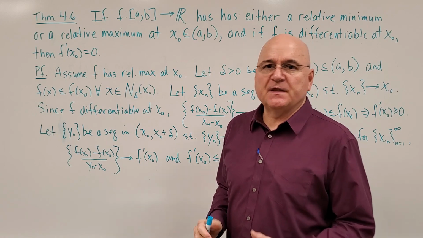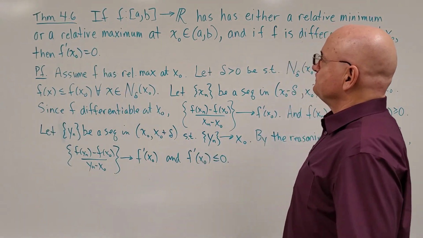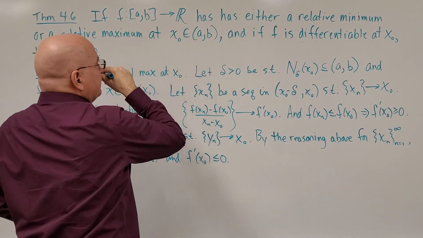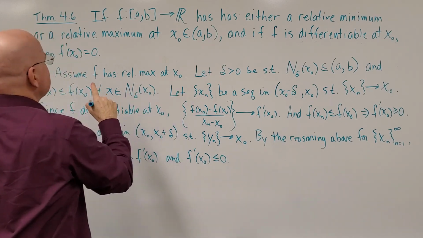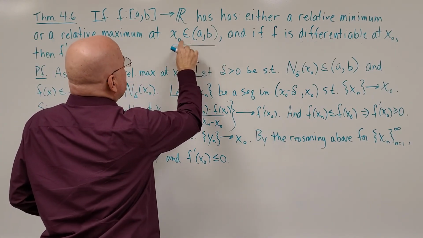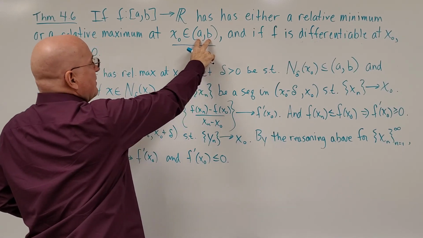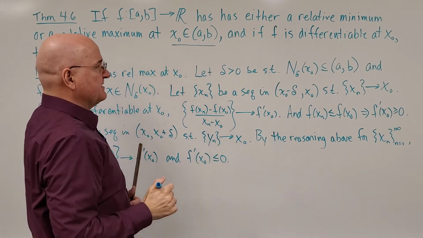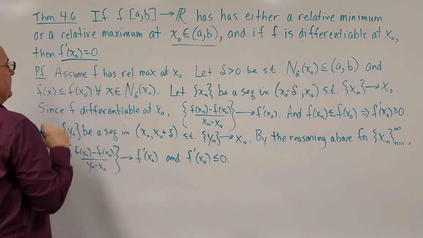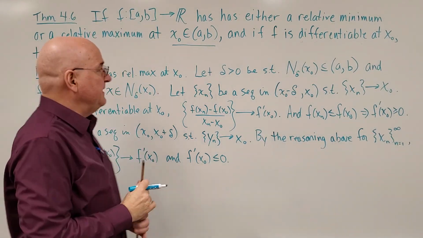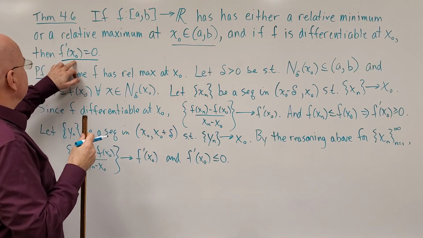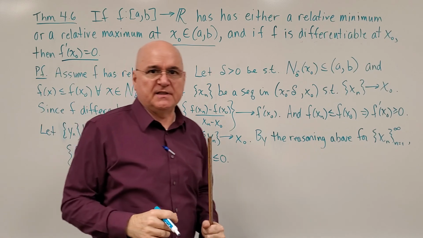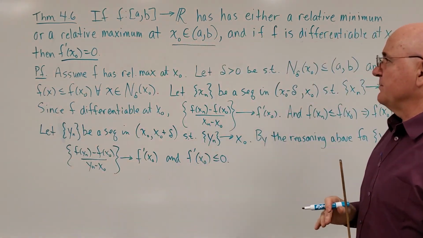So here's the statement of the theorem. Theorem 4.6. If f is defined on a closed bounded interval from a to b and it goes into R, if it has either a relative minimum or a relative maximum at x naught, which is strictly in between a and b, it's not one of the endpoints, and if f is differentiable at that point x naught, then f prime of x naught is 0. So it has a horizontal tangent line. I've got just about all of the proof already written out.